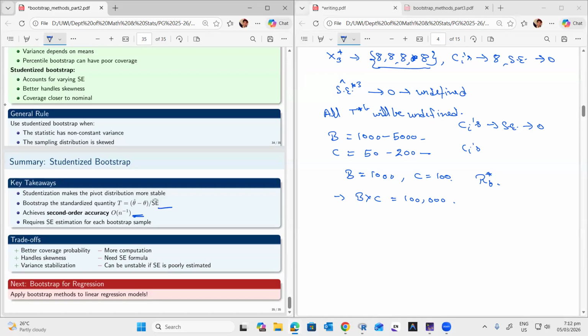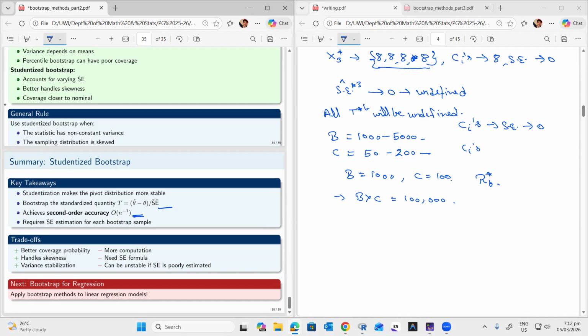Okay, this error of order n raised to the power minus 1 is called second order accuracy. That is very good because in that one the accuracy will increase exponentially. All right. And that requires the standard error estimation for each bootstrap sample. All right.